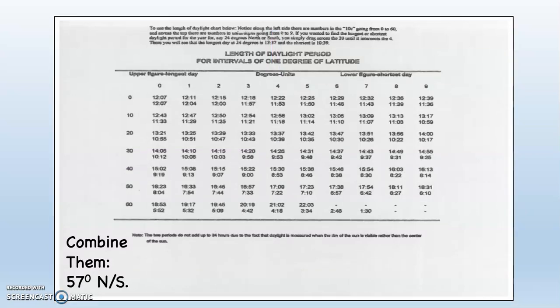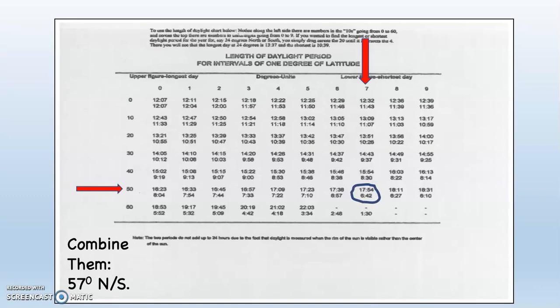Let's try another one. 57 degrees north or south. Can you already feel what you're going to do on this? I know it's probably too easy, isn't it? Now we've got the 50 and the 7 where they come together. What do we end up with?